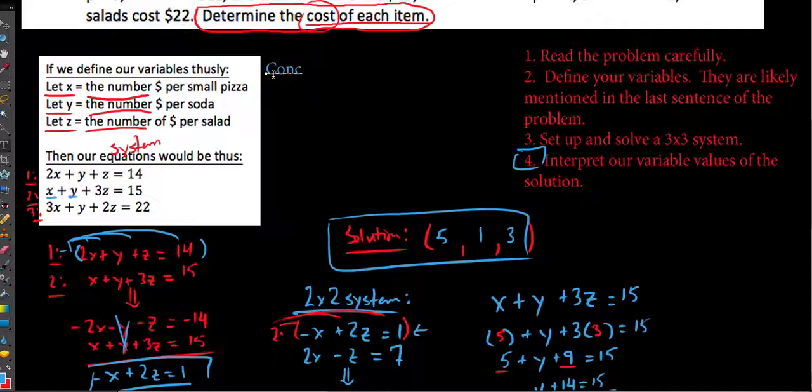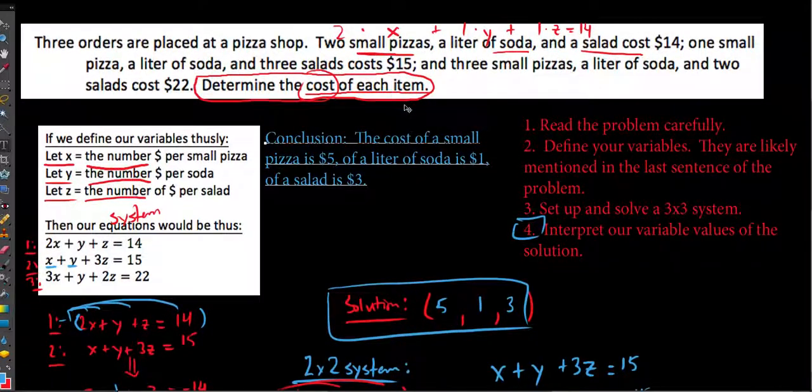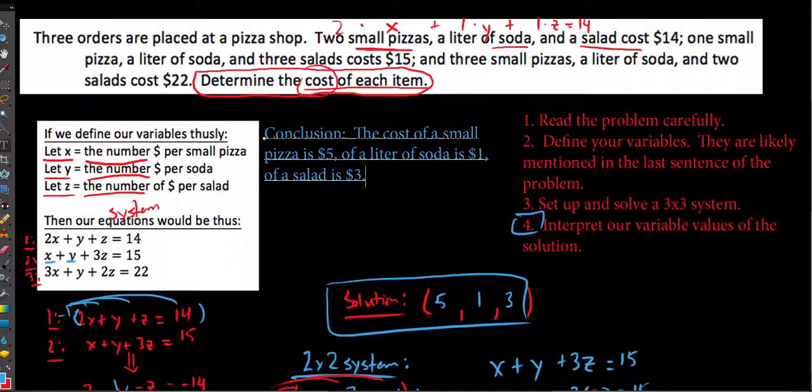So just to show you, conclusion, and if you're not sure what to write in your conclusion, read the last sentence of your problem. Determine the cost of each item. So I'm going to write the cost of a small pizza is $5, of a liter of soda is $1, and of a salad is $3. Okay, so this conclusion really is what we're after. We certainly set up and do a lot of work to get there, but this is kind of the idea. So get really strong with solving your 3x3s, but also get really strong with just setting up your system. Cheers.